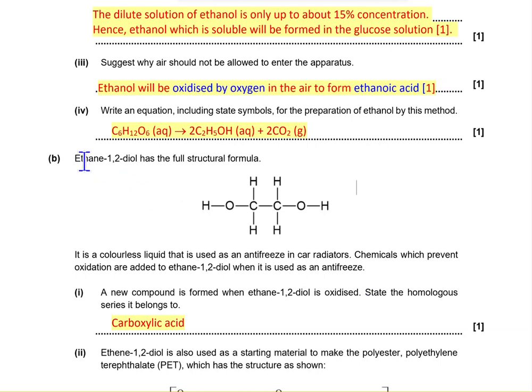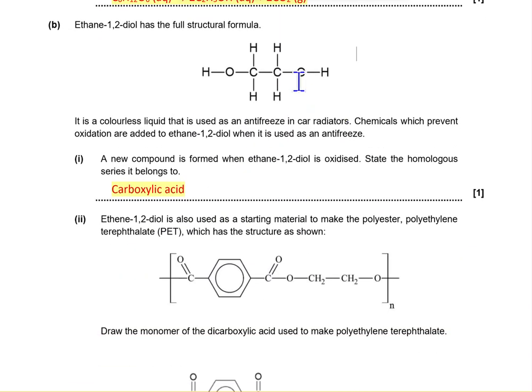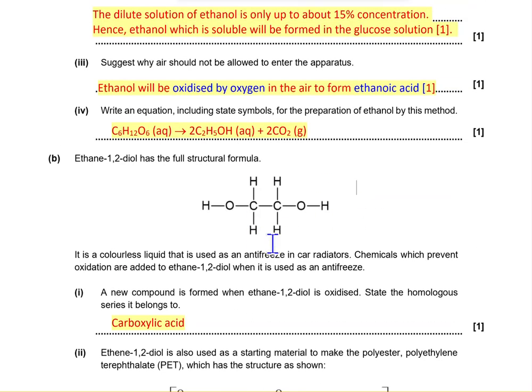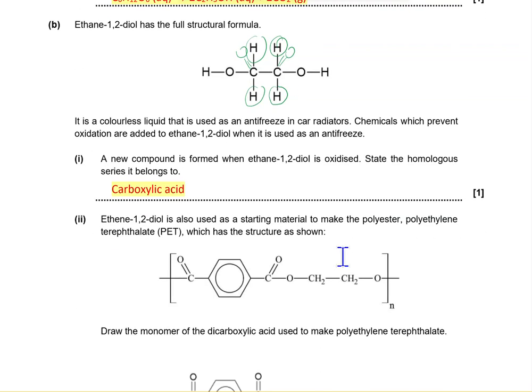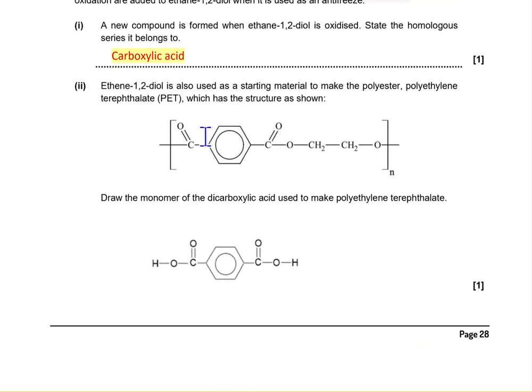This is the structure of ethane-1,2-diol. It looks like the ethane structure, but there are two alcohol groups, so it's a diol. So a new compound forms when this is oxidized. Obviously, when it's oxidized, you will form acid. Remember just now when you oxidize, what do you do? You remove the hydrogen, right? So you remove the hydrogen and turn it into a double bond O. Likewise, remove hydrogen, turn into a double bond O. That's how you form the acid. So what homologous series does it belong to? Of course, when this is oxidized, you will turn it into the carboxylic acid functional group. Yes, carboxyl group.